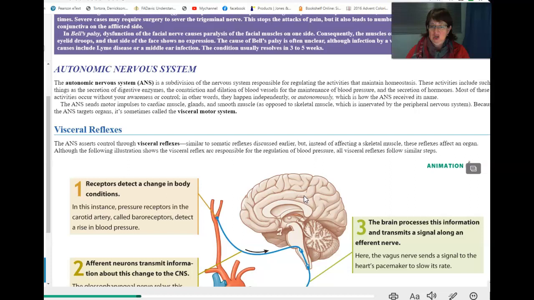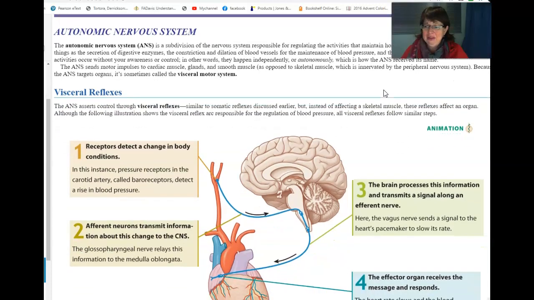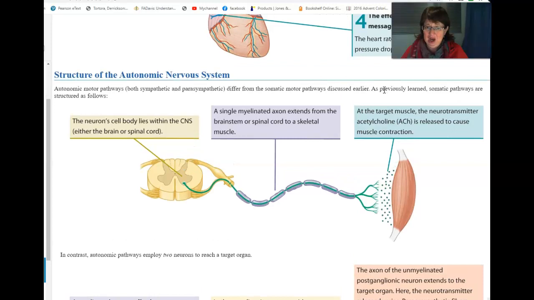When we look at the autonomic nervous system, remember that it is automatic. It is a subdivision that regulates activities to maintain homeostasis. There's one part that automatically increases and one part that automatically decreases. Without getting too much detail, the autonomic nervous system may or may not be myelinated, and it is automatic.